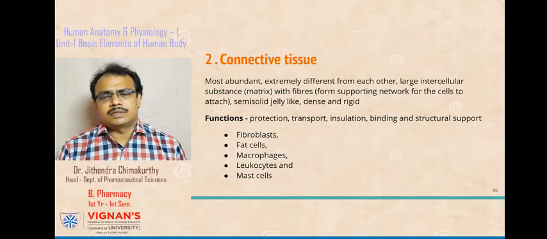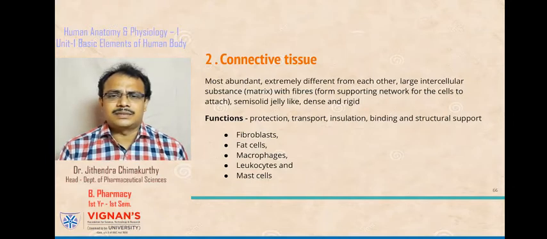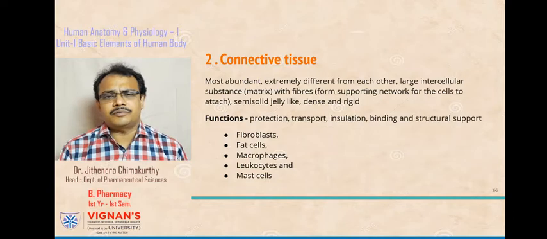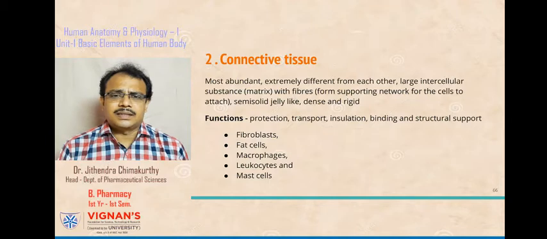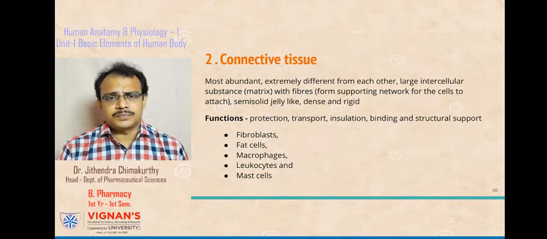In today's class, we will see another type of tissue called connective tissue. Unlike epithelial tissue, connective tissue consists of many cells, and the intercellular space is more when compared to that of epithelial tissue. In the intercellular space, there is intercellular matrix, which is abundantly seen in connective tissue, and this is also a differing factor from that of epithelial tissue.